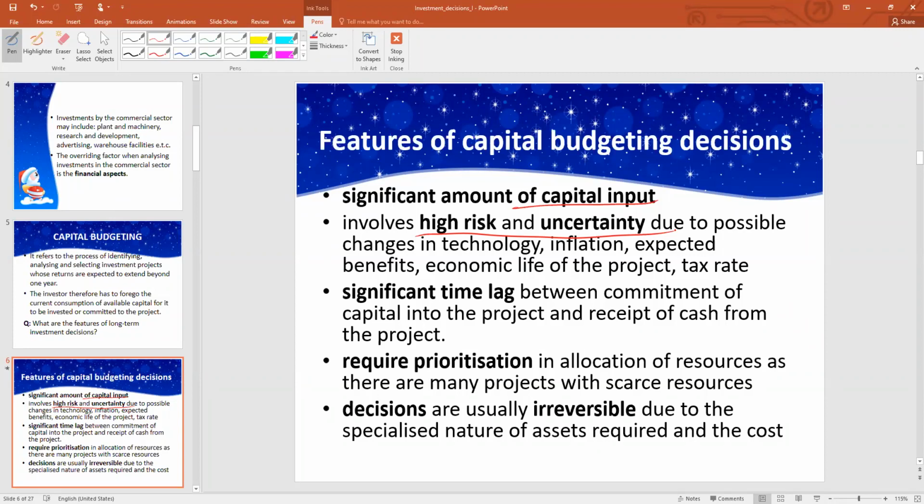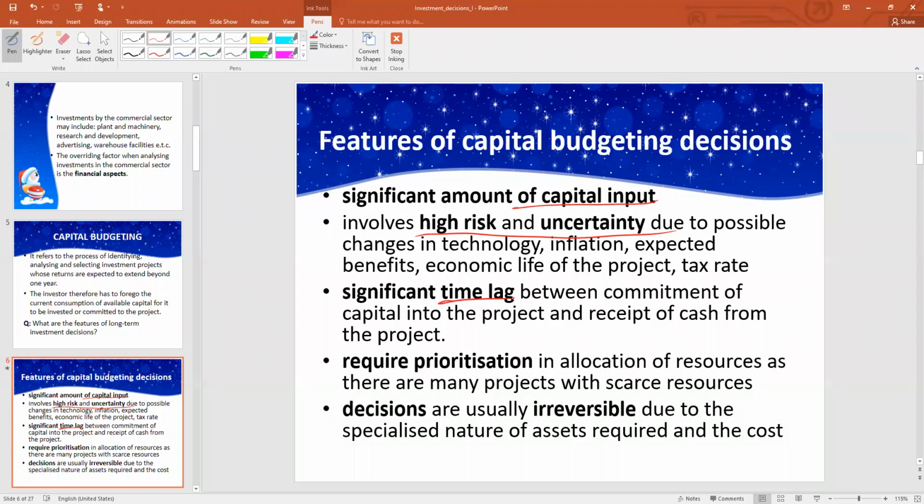Then you have what we call a time lag. That is between the time you invest the money, say you are investing this year, in year 2020, and when you anticipate to get the money. Most of the time, you don't get the money today. You invest the money and start getting the returns maybe 5 years later.